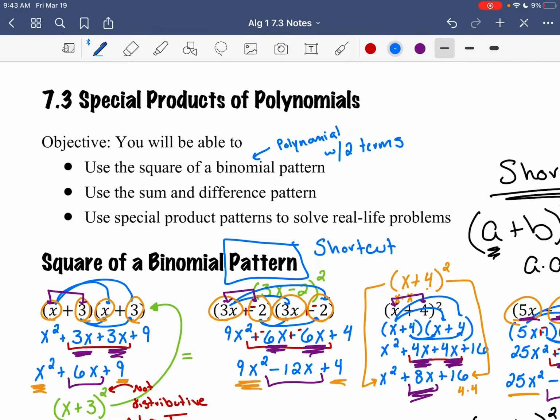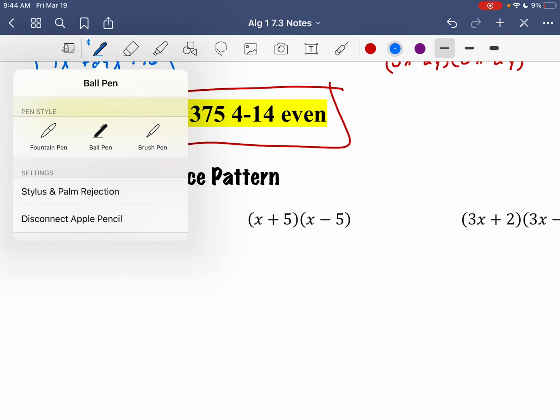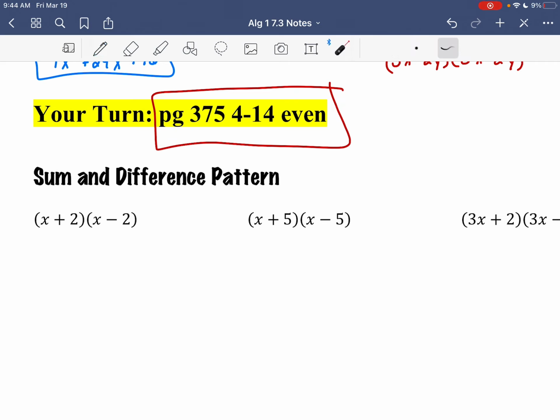Okay, 7.3, part 2. So we've already done the square of a binomial, taking a binomial times itself. That was in part 1. Part 2, we're going to look at the sum and difference pattern. What we mean by that is if I take something times itself, and the only difference is the sign in the middle. So here we have x plus 2, x minus 2.